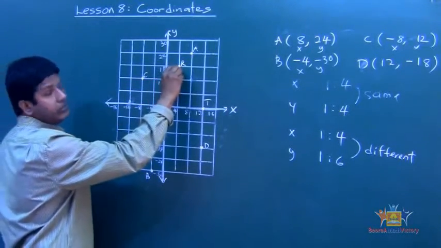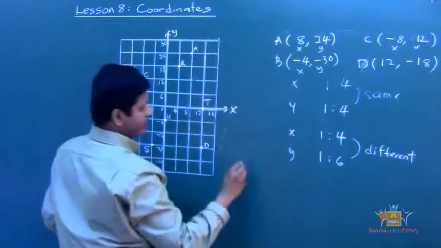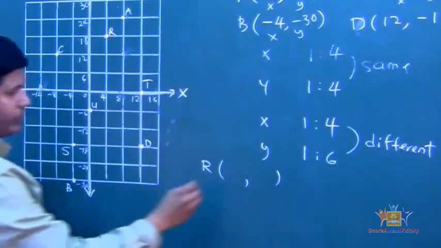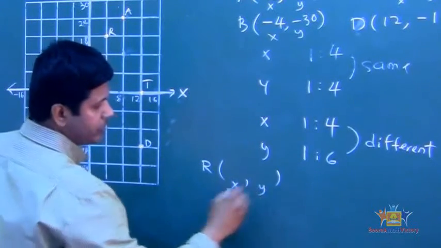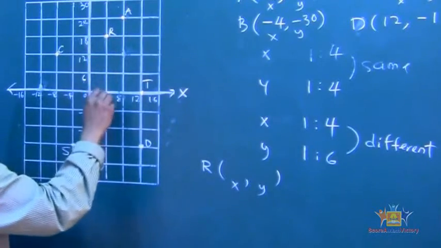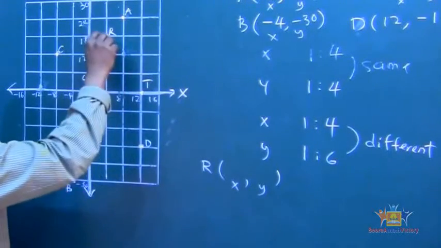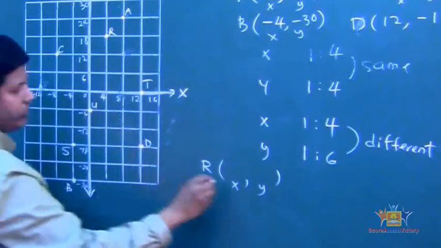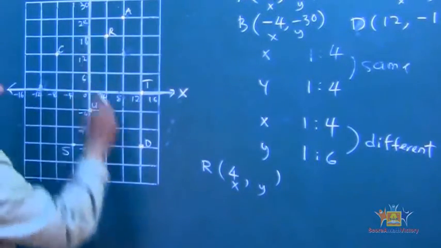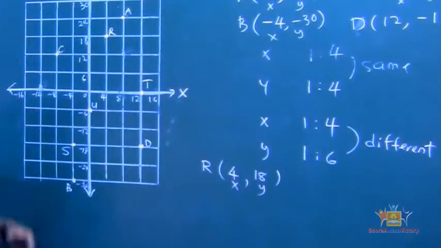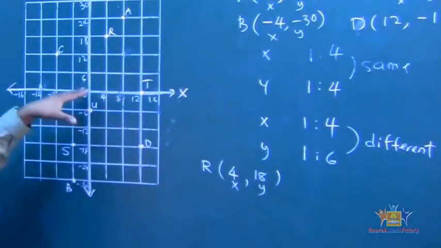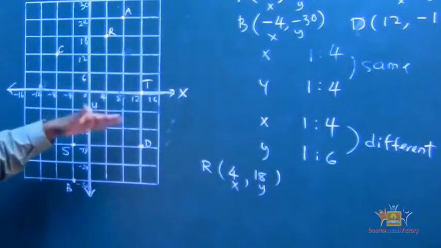To find this coordinate, first let's put R, put a bracket, and then put a comma in the middle. We know this is going to be your X coordinate and this is going to be your Y coordinate. Let's start with X, where it's touching on the x-axis. For R it's touching on 4, so that's 4. And what about Y? It's touching on 18, so it's 18. So 4, 18. It's very important to be able to find the coordinate even though the scales are not equal, they're different scales.